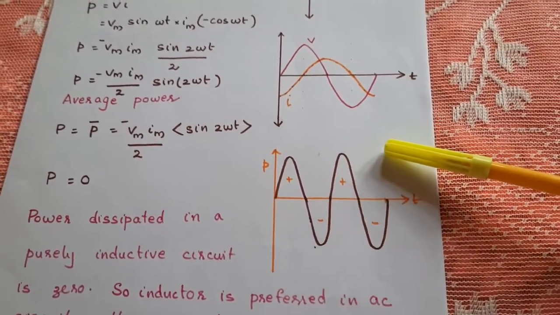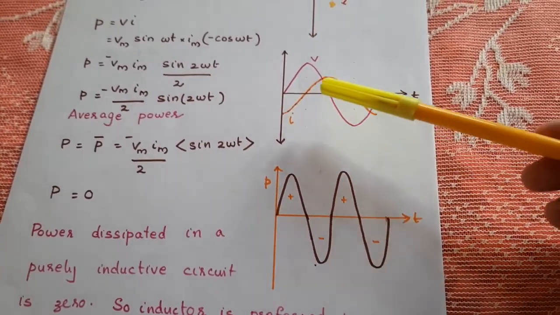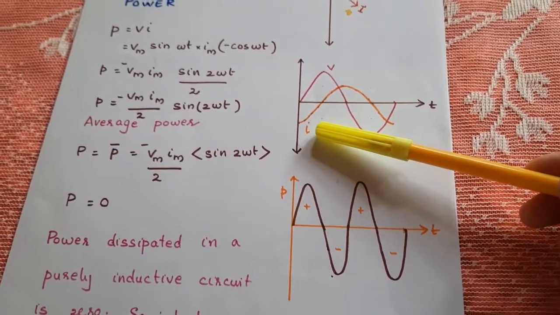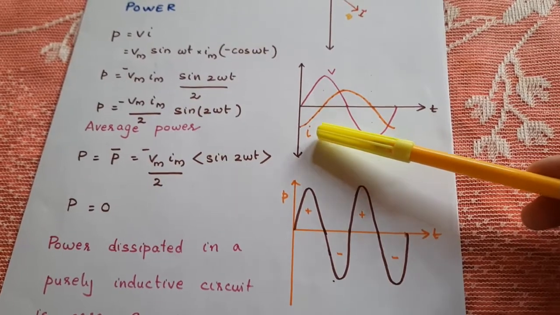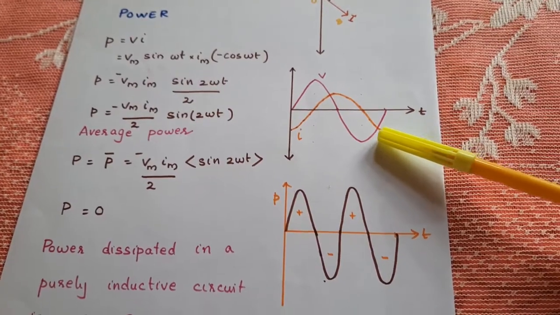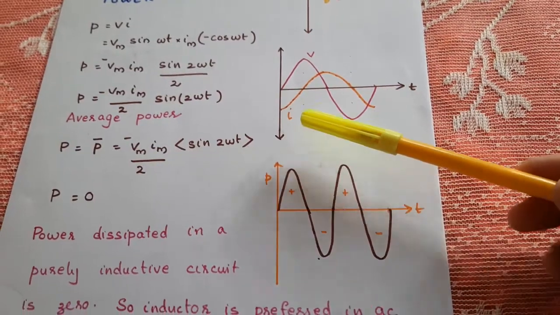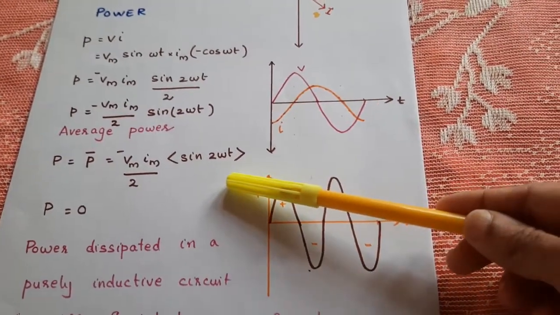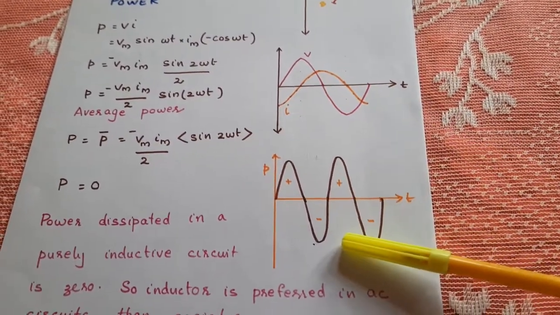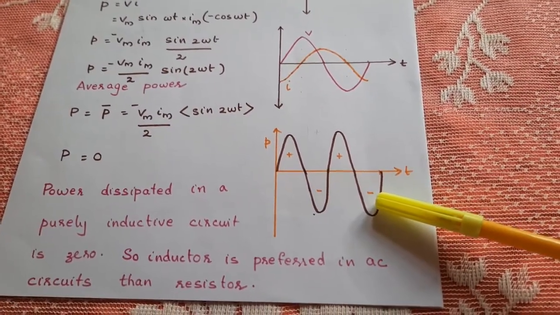Now let us see the graphical representation of voltage, current and power. Voltage is a sine curve, while current is a cos curve, or current varies as minus cos theta. Current lags behind the voltage by pi by 2. But for power, the frequency is 2 omega. So when voltage completes one cycle, power completes 2 cycles because the frequency is double.